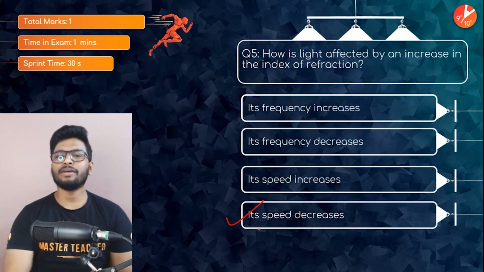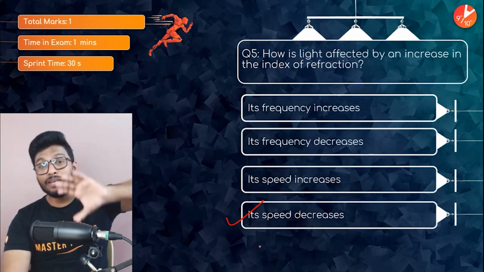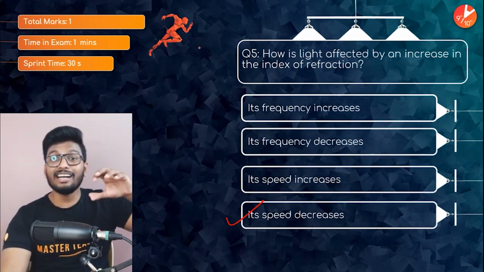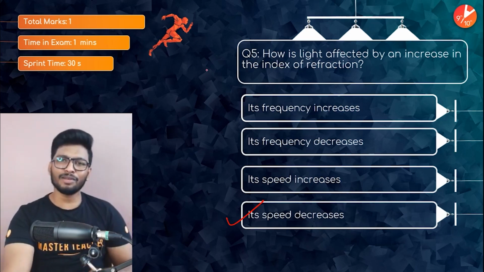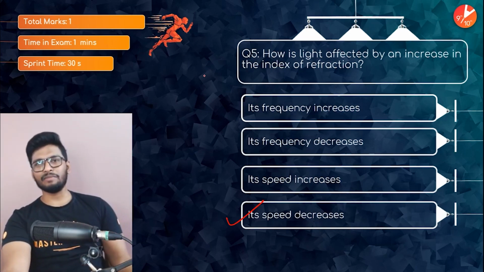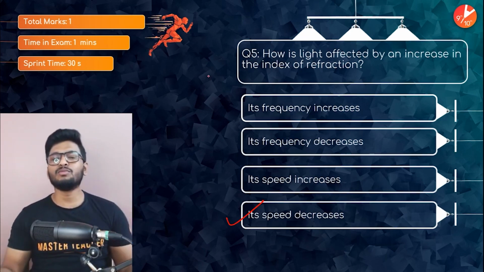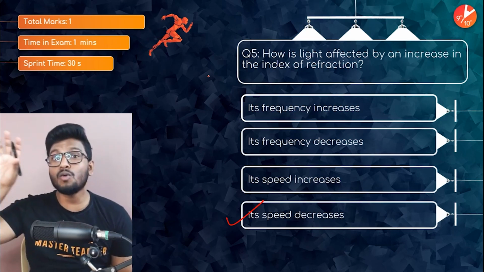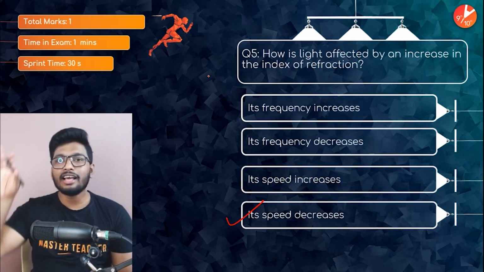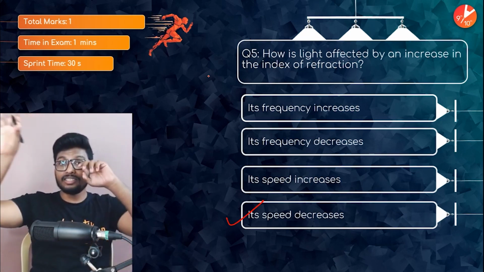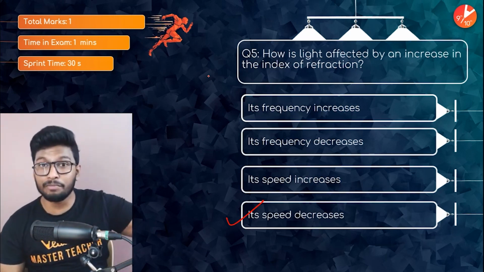Let me tell you why. Because, guys, as the refractive index increases, the speed of light would decrease. A denser medium would have a greater refractive index. The more the density of the medium, the lesser the speed of light, and the more the bending of light in that medium. So the speed would decrease, but the frequency would remain unchanged. Because frequency depends on the source of the light. For example, if I take white light coming from the sun, the frequency depends on the source of the light.